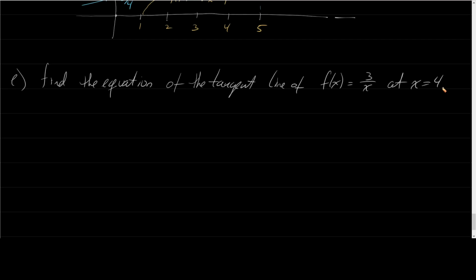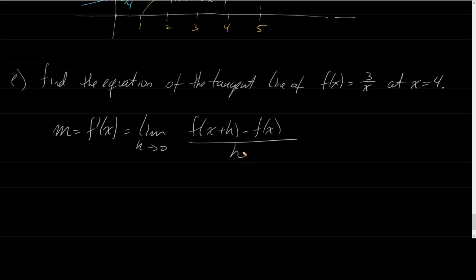So now let's see what happens here. First, I need to find f prime of x, right? Because what I need for a tangent line is a slope and a point. So first let's find the slope. The slope is given by f prime of x, which is the limit as h goes to 0 of f of x plus h minus f of x, all of this over h.